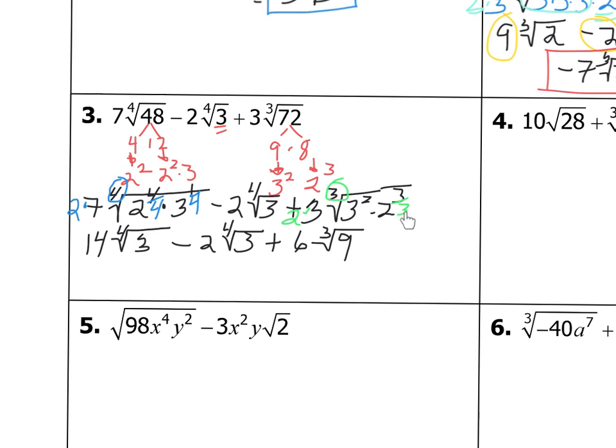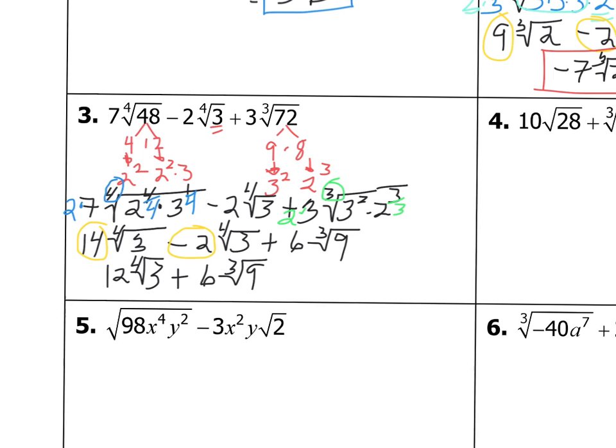And this is gone because remember 3 divided by 3 was 1. It went in there evenly, so there's nothing remaining underneath this radical. And so now when you look at these two, they are the same index and the same radicand. So I can just look at their coefficients and combine those. So then 14 minus 2 is 12, 4th root of 3, so I have 12 4th roots of 3, and then plus 6 cube root of 9. So I cannot combine these two because they have different indexes.